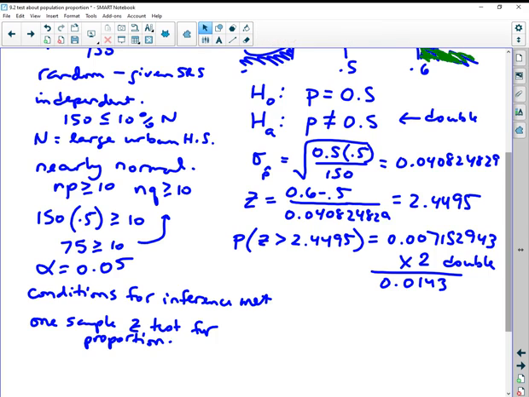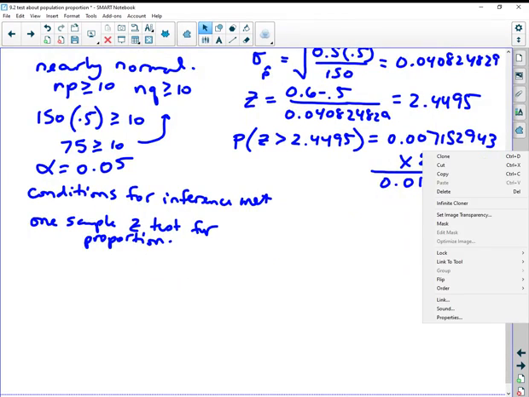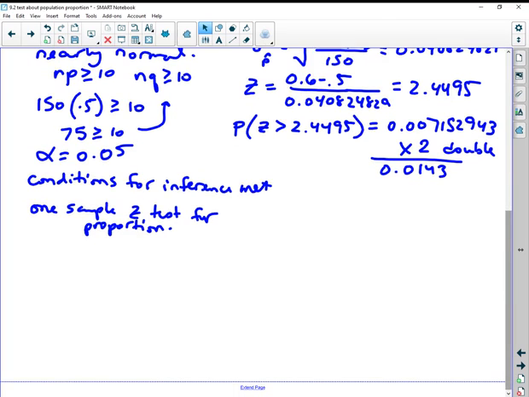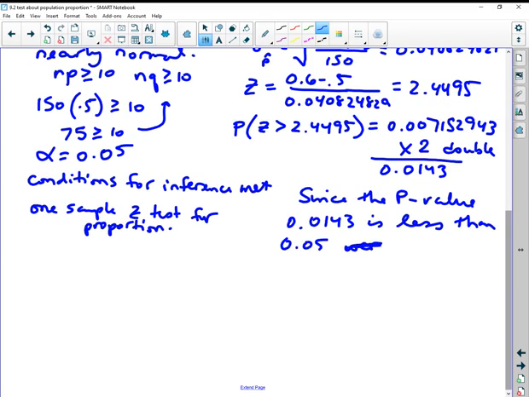So we had decided to do this test at the 0.05 level because they never said what level they wanted to do it at. So conclusion in context: since the p-value, remember this is finding a p-value, of 0.0143 is less than 0.05, we reject the null hypothesis.